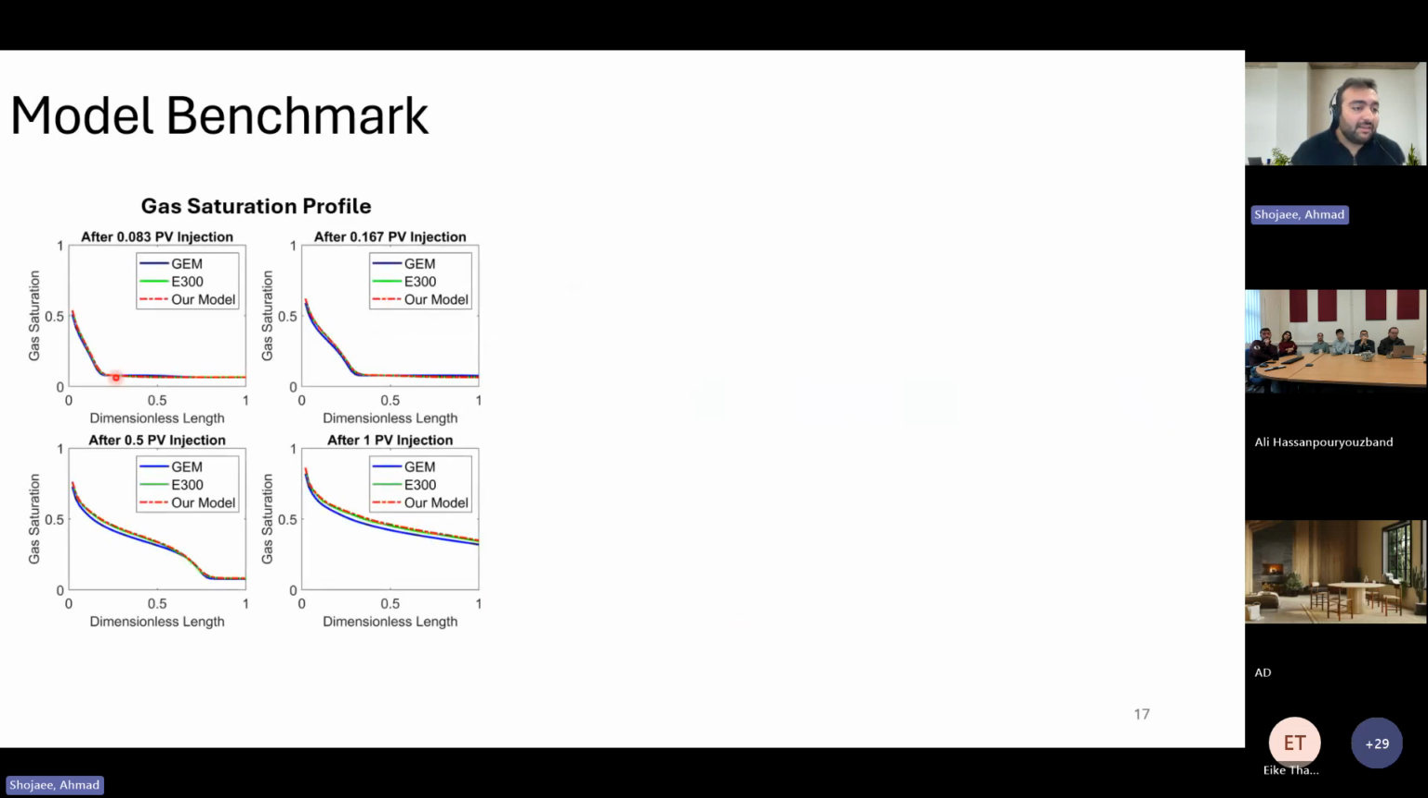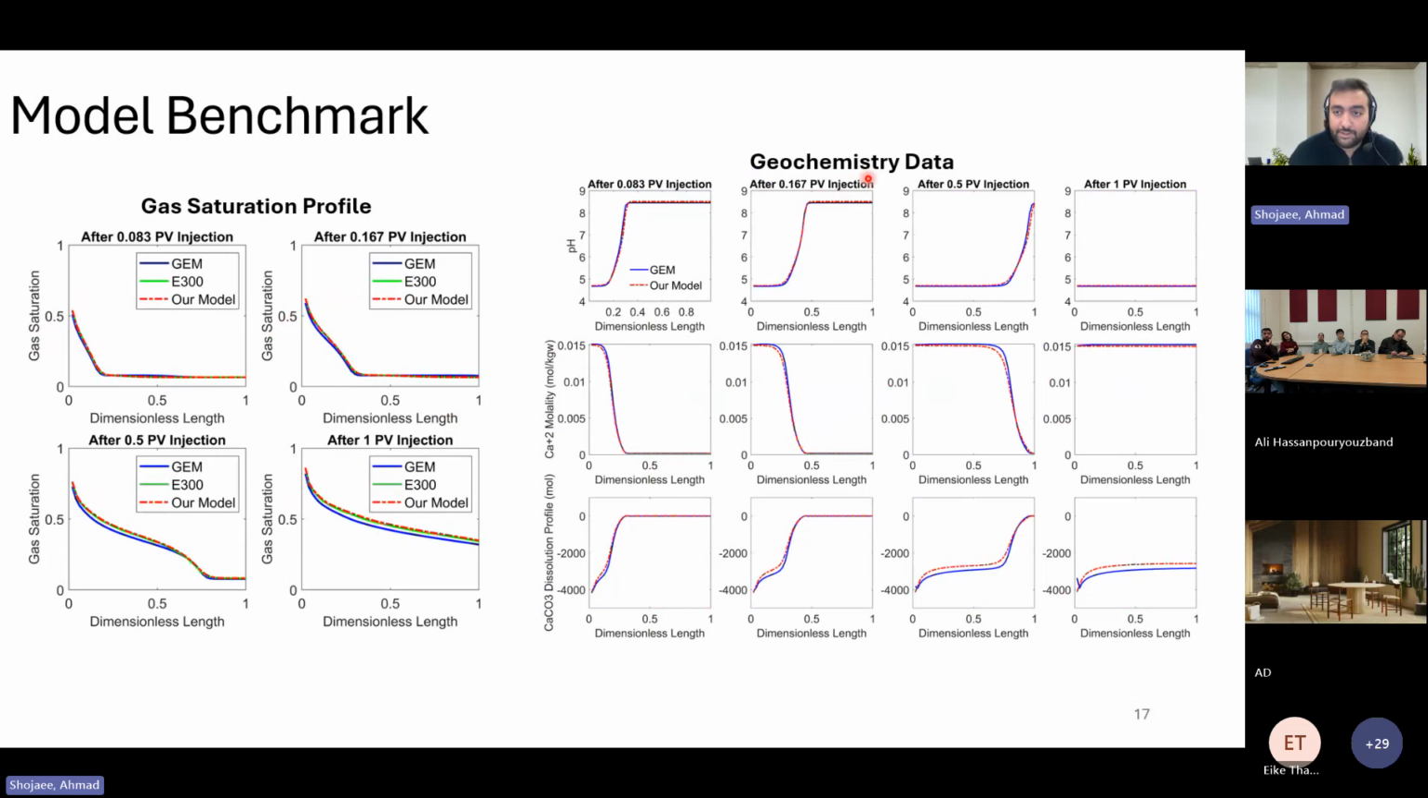Here are the results. There are 4 snapshots of gas saturation at different times. We can see that there is a good match between GEM, E300, and our model in terms of predicting the gas front, in terms of fluid flow behavior. And in the geochemistry behavior, again we can see a good match between our model and GEM in terms of pH, the amount of calcite dissolution, and the calcium concentration in the water phase. So this benchmark showed us that we can trust our model.